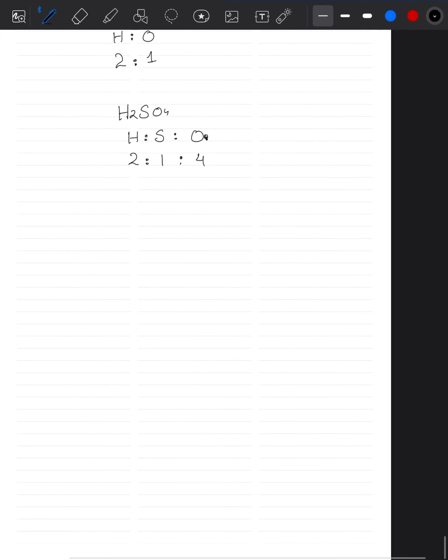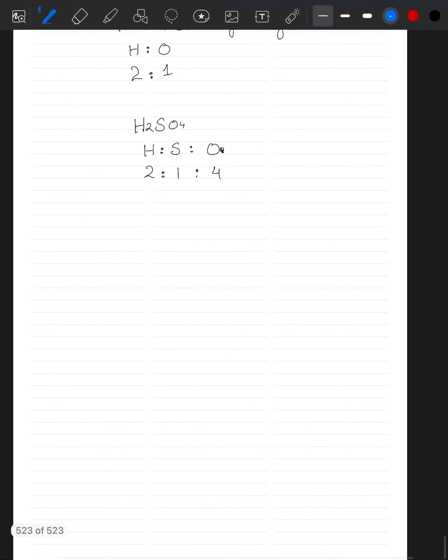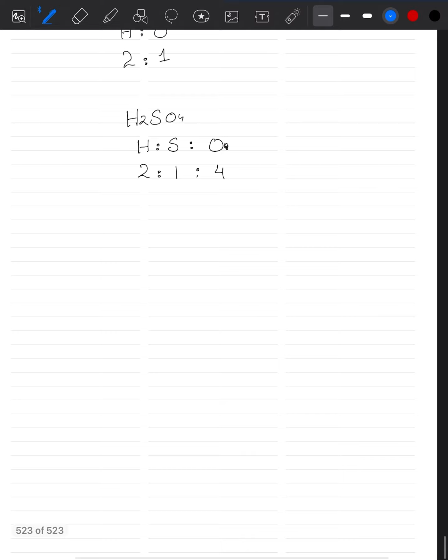Let's take another example. Let's say we have C3H8. So we have the ratio 3:8, which cannot be simplified, because if we divide by 3, we will get 1 to a fraction in decimals. We are not going to convert any fraction into decimals. So we will say that this has the same empirical formula and molecular formula.